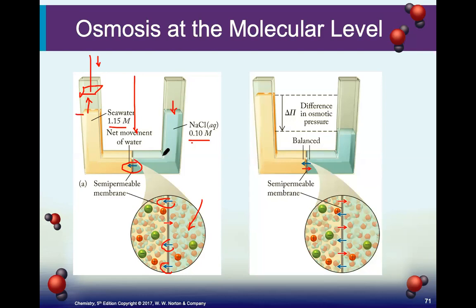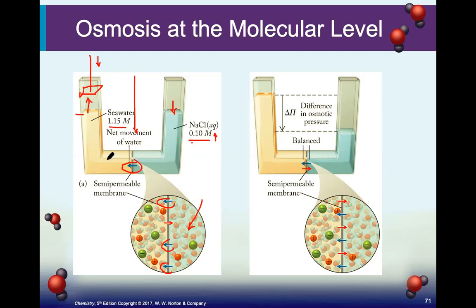So, the next question, and now I see this one, this seawater is 0.10, correct? If the water is moving this way, what is going to happen to the concentration of sodium chloride? The sodium chlorides are not going through, which means that the volume is going to decrease, but the amount of sodium chloride is going to be the same. So if the amount of sodium chloride stays the same and the volume decreases, then the concentration is going to increase.